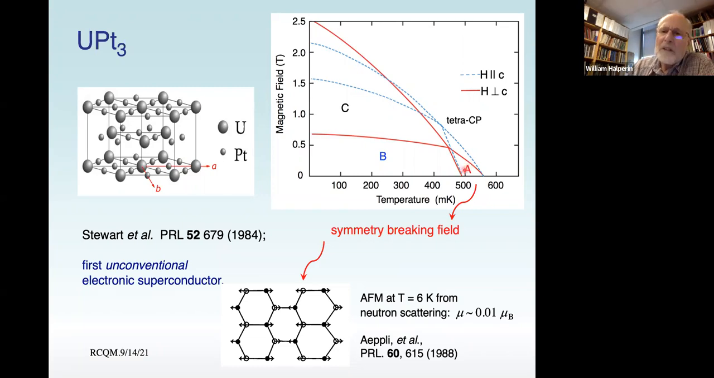What's invoked is that, let's say at zero field, there is a stable A phase region, which is caused by a symmetry breaking field. Soon after the discovery of this phase diagram, it was shown by Aeppli and colleagues that antiferromagnetism existed at around 6 kelvin, much higher than this half a kelvin range. But it was extremely small moment antiferromagnetism, about 1/100th of a Bohr magneton. And here was the neutron scattering result for the directions of the spin order of the magnetic state.